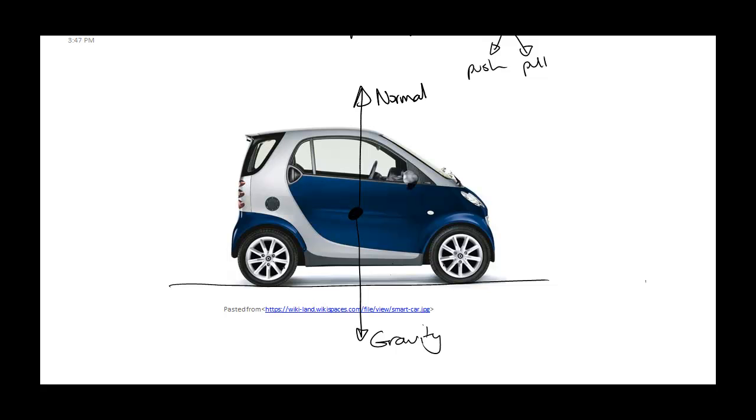If there's a driver in the car, so here's our driver in the car, hands on the steering wheel, the driver pushes the accelerator, the car starts moving forward. The reason it starts moving forward is there's actually a force being applied in the forwards direction, and we call that a driving force.